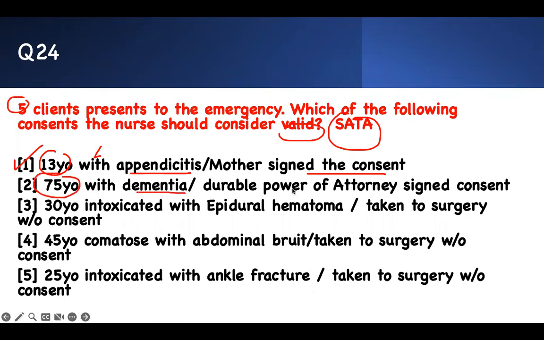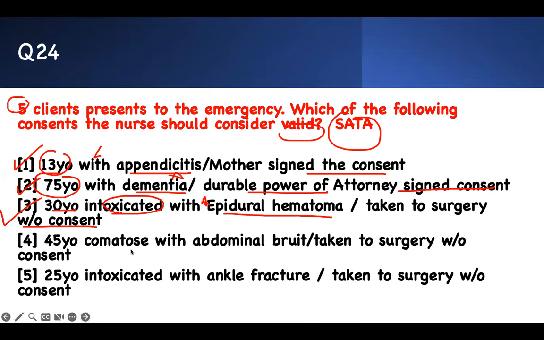A 75-year-old with dementia, the durable power of attorney signed the consent. Yes, he's demented, so the durable power of attorney can sign the consent. A 30-year-old intoxicated and impaired with epidural hematoma, taken to surgery without consent. Yes, it's implied consent. It's valid. Implied because the patient is impaired, he can't consent, and if we don't do anything, he is going to die. Epidural hematoma, he will die from it. This is a bad diagnosis. So you're looking for a bad diagnosis where, if you don't do anything, the patient dies.